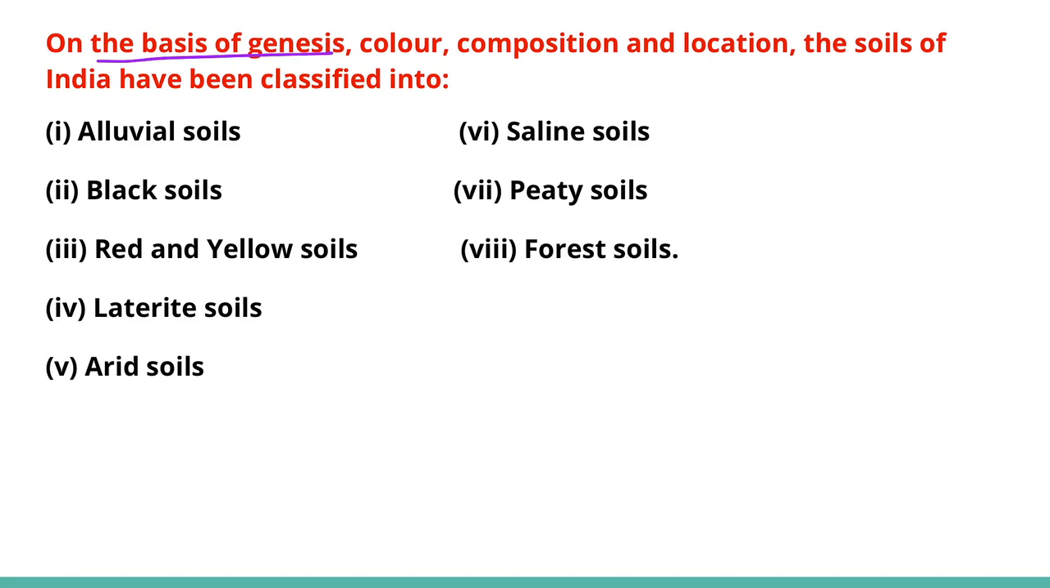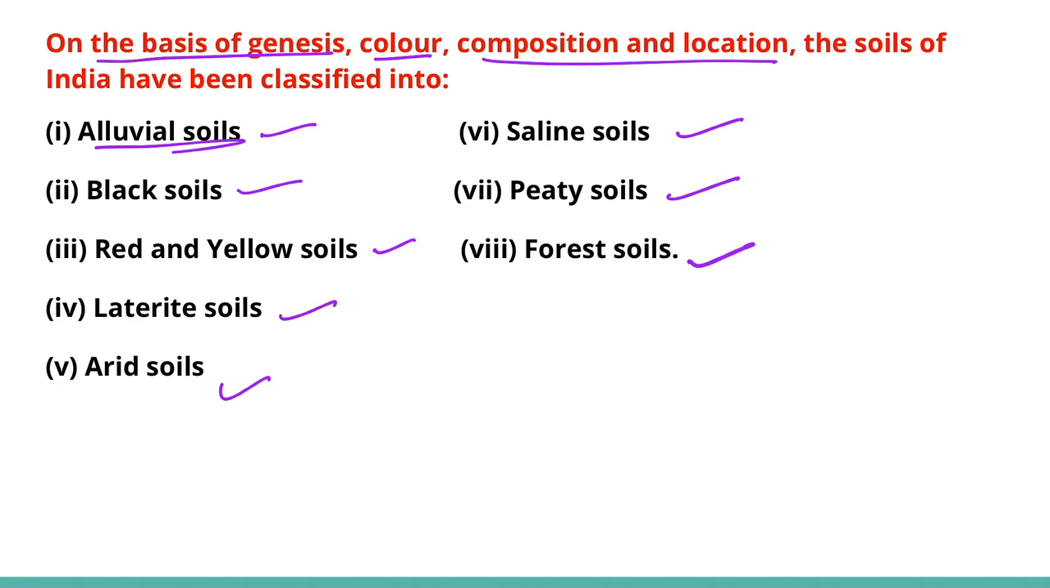On the basis of genesis, color, composition and location, the soils of India have been classified into alluvial soil, black soil, red and yellow soils, laterite soil, arid soil, saline soils, peaty soil and forest soil. Alluvial soils are widespread in the northern plains and the river valleys, and these soils cover about 40% of the total area of the country. They are depositional soils, transported and deposited by the rivers and streams.